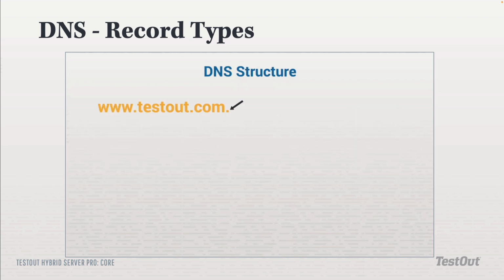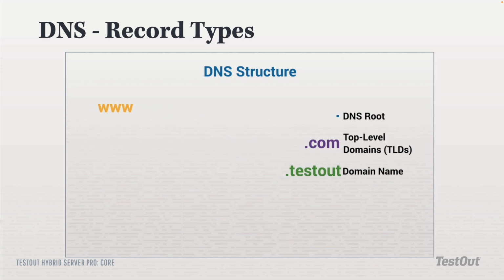You'll notice that there are these little dots along the way. So there's that invisible one that comes after the actual domain. That is the root name server. And then under that, it is our .com, which is our TLD, or top level domain. From there, we have our domain name that we purchase. So we are purchasing, in this case, TestOut from the .com TLD registrar. Together, they are testout.com. And then the www is the actual host name of the server.